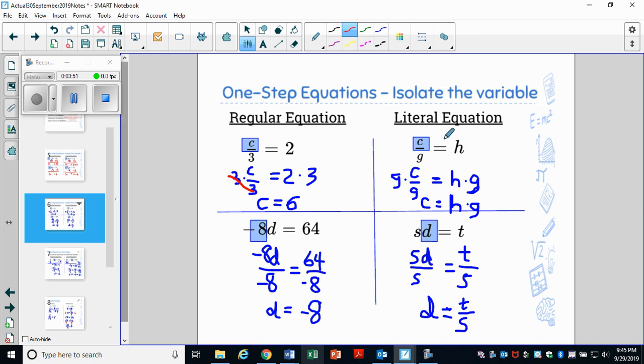Now for a literal equation, there is no real difference between having a variable or a number. In this case, we have c divided by g equals h. So we multiply both sides by the letter g, or our variable g, and as a result, the g's cancel, and c will equal h times g. Or c could also equal g times h, because remember, when we multiply two values, the order does not matter in the end.